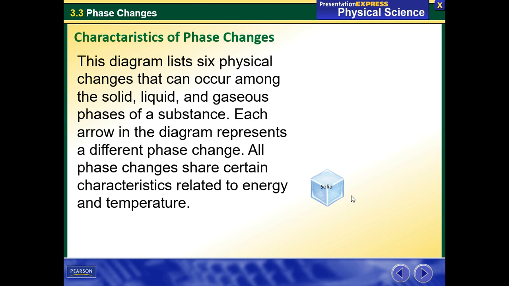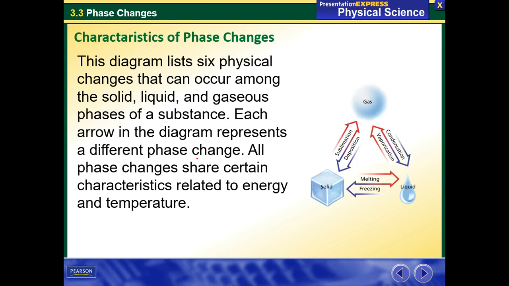We're going to look at this diagram that I'm going to bring up on the right, and it's going to list all 6 physical changes that can occur among a solid, a liquid, and a gas state. And they're also going to have arrows that represent which way the different phase changes are going. One thing to note and that we're going to talk about is all phase changes share certain characteristics, and we're going to relate them in terms of energy and temperature.